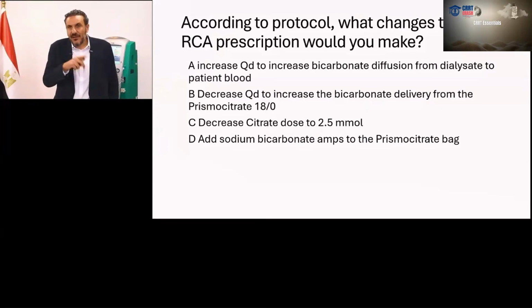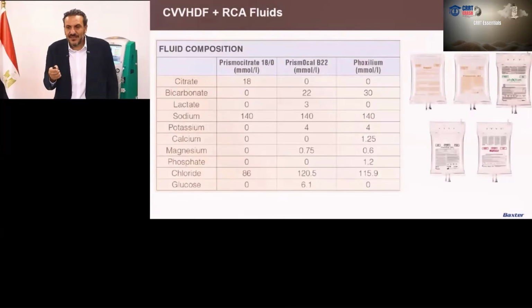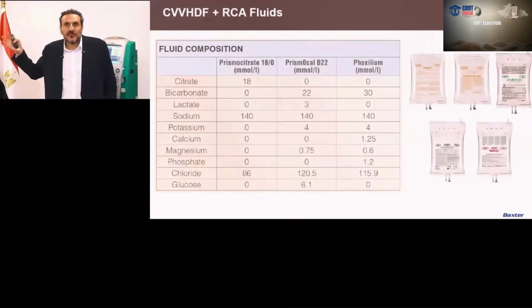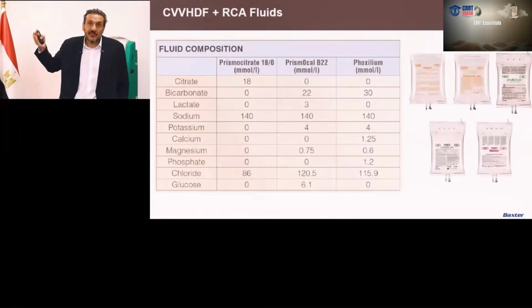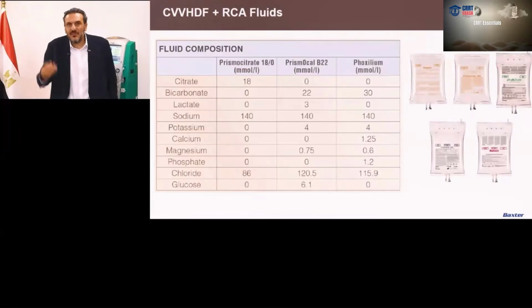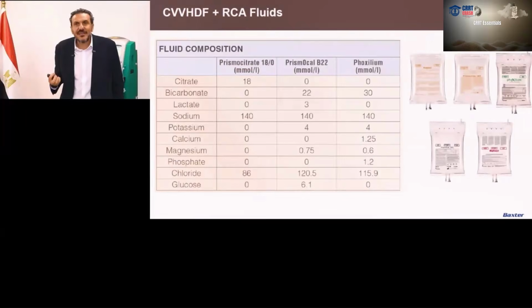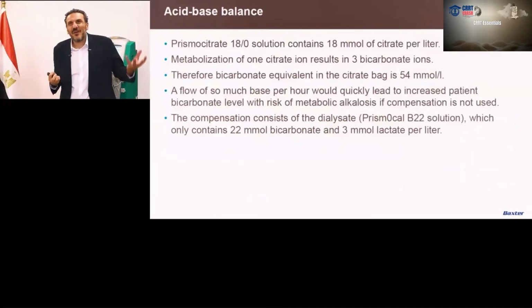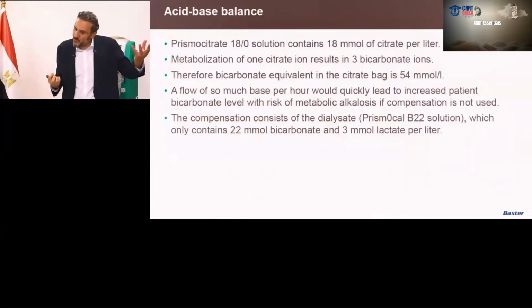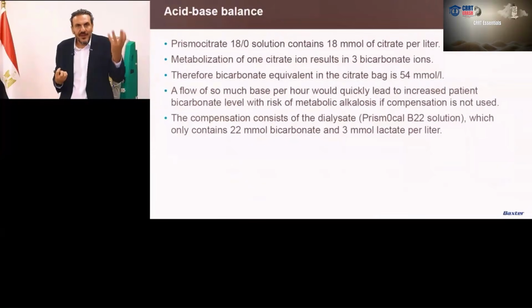But in citrate therapy, it is quite the opposite. In citrate therapy, you remember, the dialysate is a B22, the one with the low bicarbonate composition. In this case, this is the one that we want to do less. The one with the high bicarbonate composition is the citrate, the plasmocitrate. 18 millimoles becomes 54 millimoles of bicarbonate. So if I decrease the dialysate, I will end up with more bicarbonate. So reducing the B22, you will end up with a higher patient net buffer load. The patient will get more bicarbonate from the plasmocitrate.